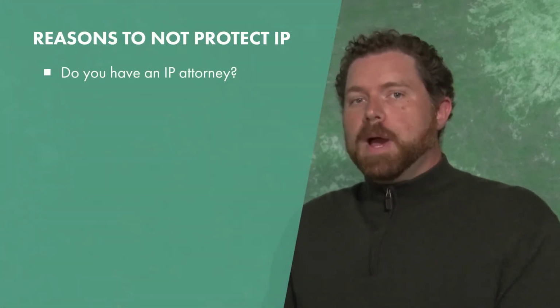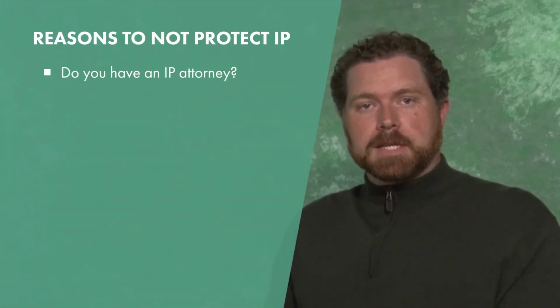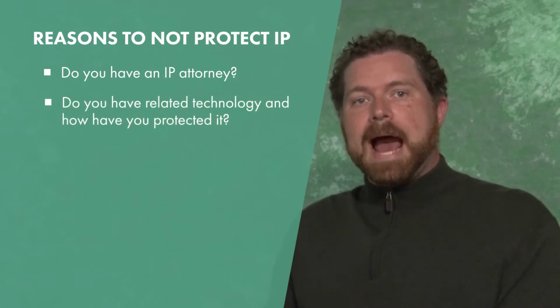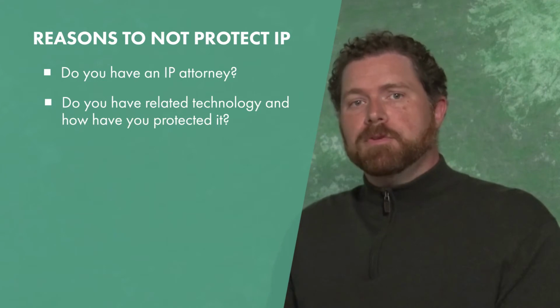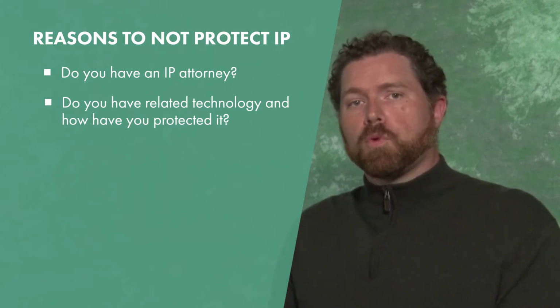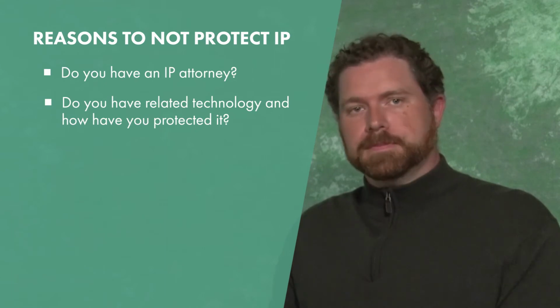Before drafting the intellectual property section, follow the same approach as you did with the company section. Jot down information regarding the following items in a Word document. Do you have an IP attorney? List name and address. Do you have related technology and how have you protected it? If you have protected via patents, list patent pending number or numbers or registered patent number or numbers.